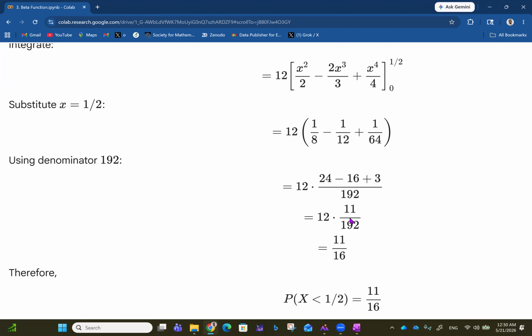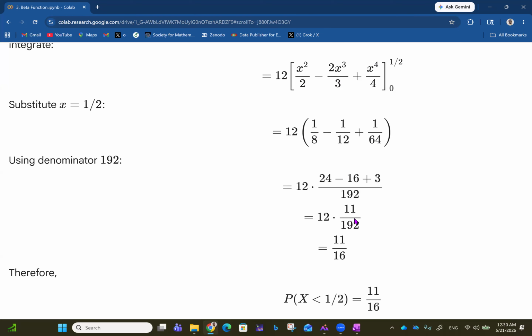So you can then take the LCM, which is 192, and then 8 in 192 is 24, 12 in 192 is 16, 64 in 192 is 3. So you have 12 times 11 over 192. Then 12 goes into 192 sixteen times. So that's 11 over 16 overall. Therefore, the probability that x is less than half for that function is 11 over 16.